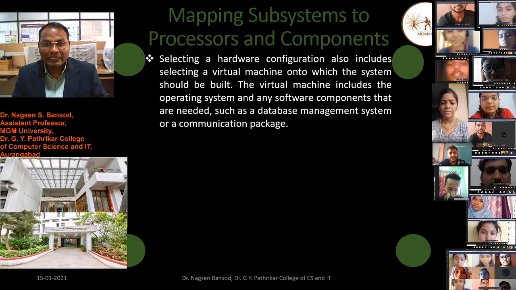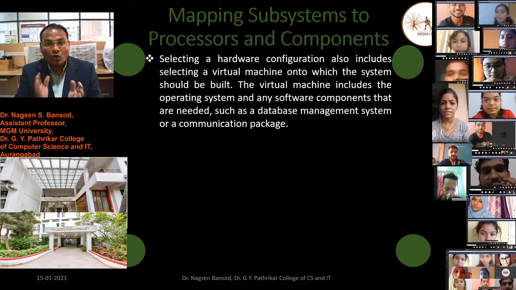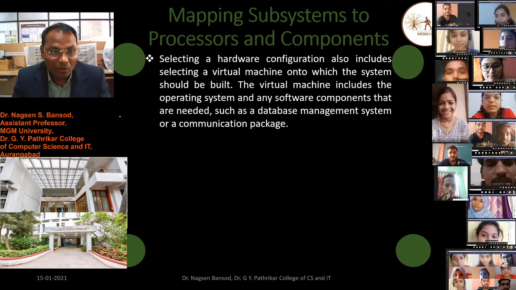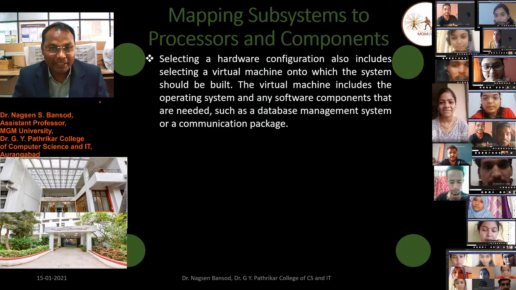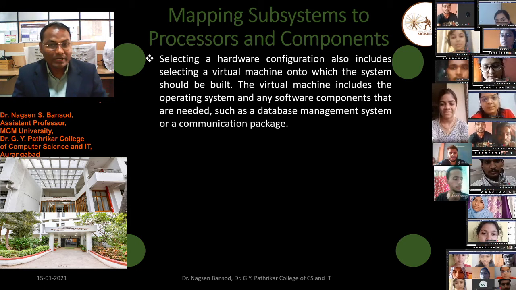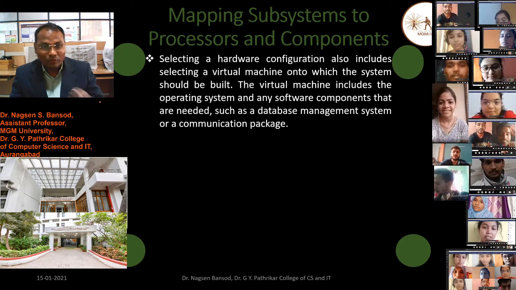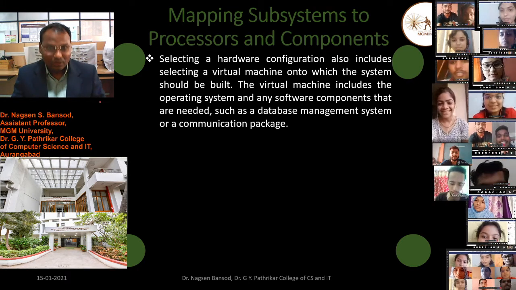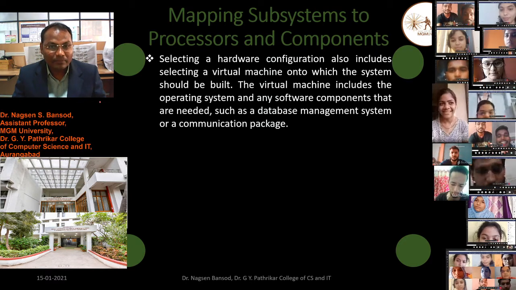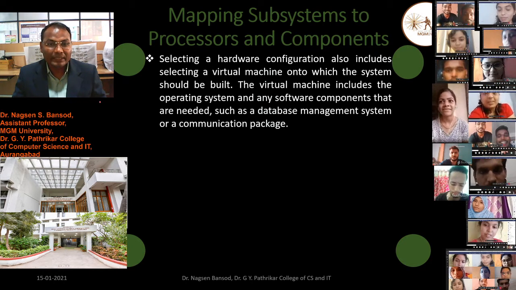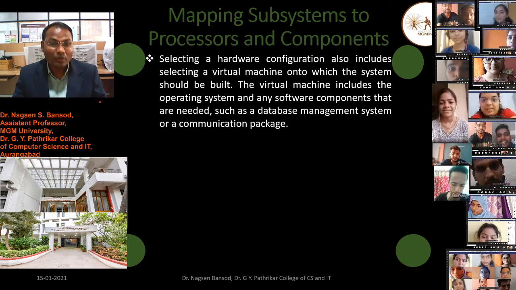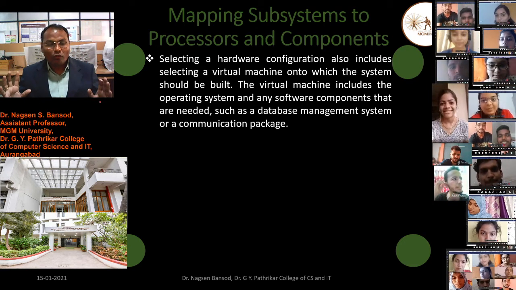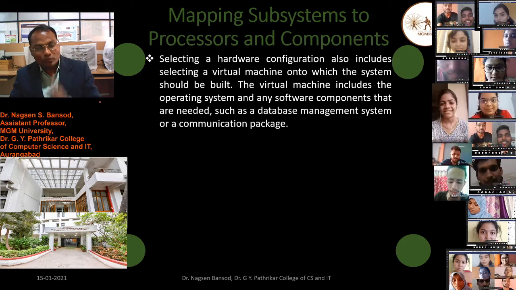Selecting hardware configuration also includes selecting a virtual machine onto which the system should be built. On which system should it be built? While selecting the hardware configuration, we also have to select the virtual machine on which the system will be built. The virtual machine includes the operating system and any software components that are needed, such as a database management system or communication package.